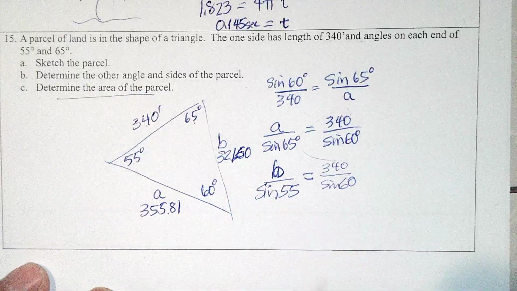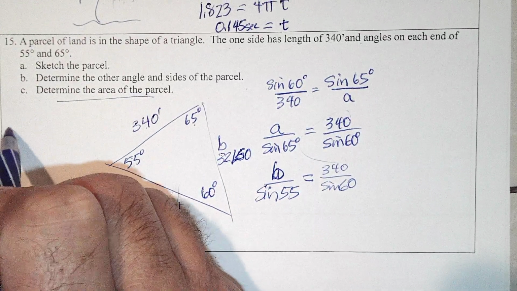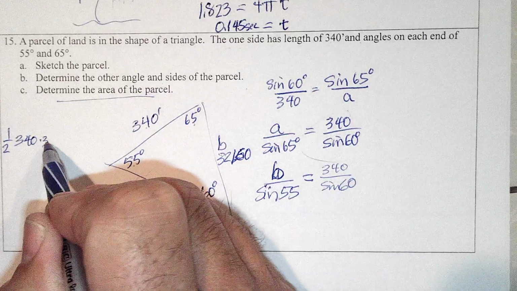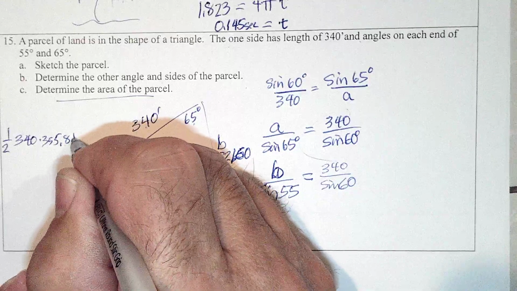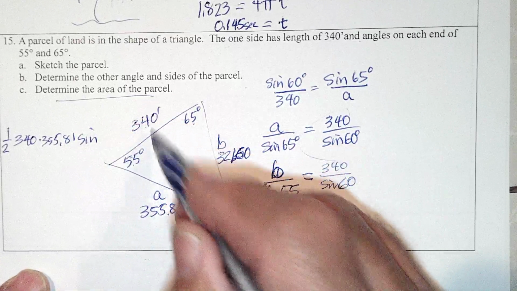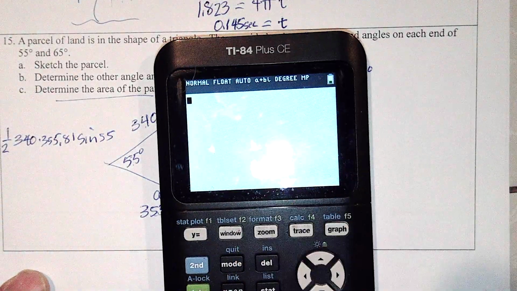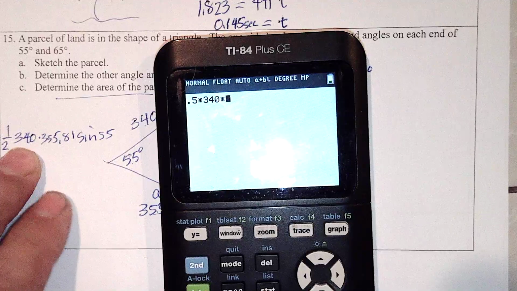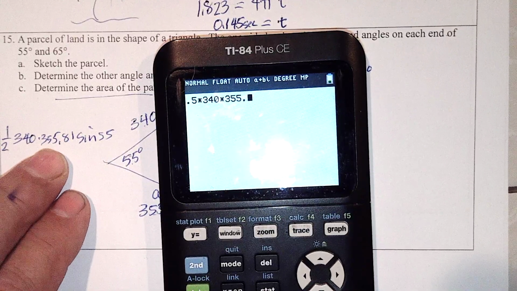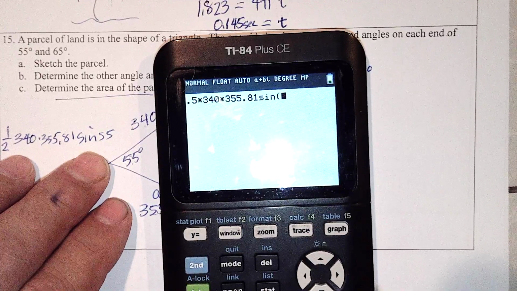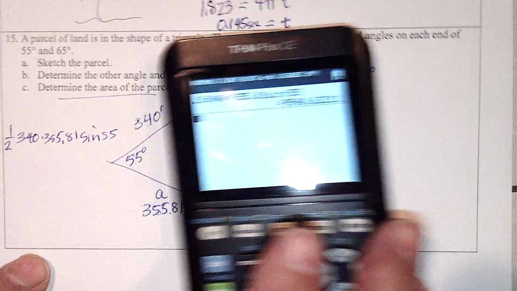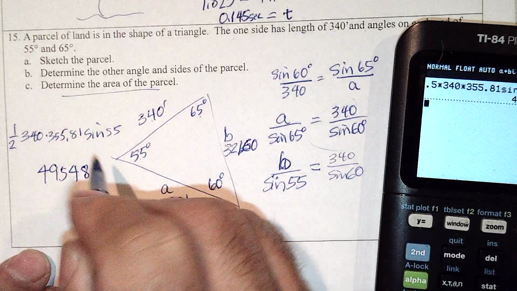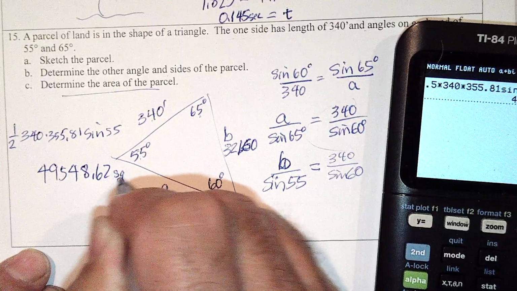And then the area, I can go side angle side, 1/2 340 times 355.81. Sine of the angle in between those is 55. Let's see what that works out to be. 0.5 times 340 times 355.81 sine 55. The area of this land is 49548.62 square feet.